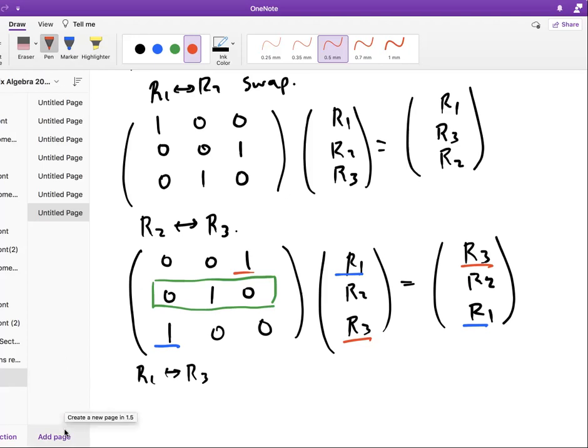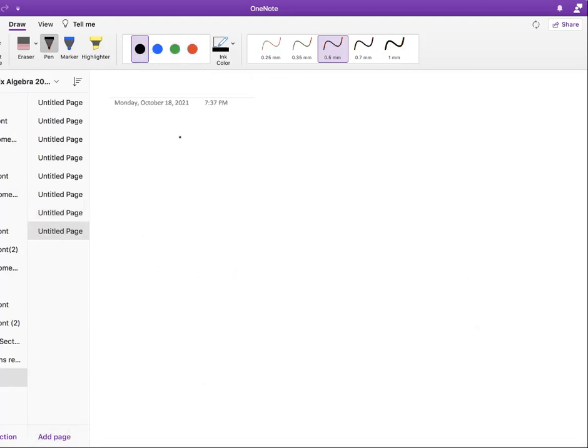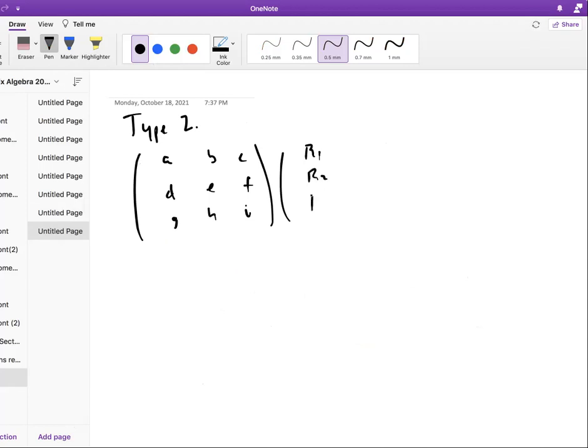All right, so let's go down the list and do 2x2s or type 2s. All right, so with A, B, C, D, E, F, G, H, I, row 1, row 2, row 3. And let's start with alpha row 1. All right. Can someone tell me what it might be?